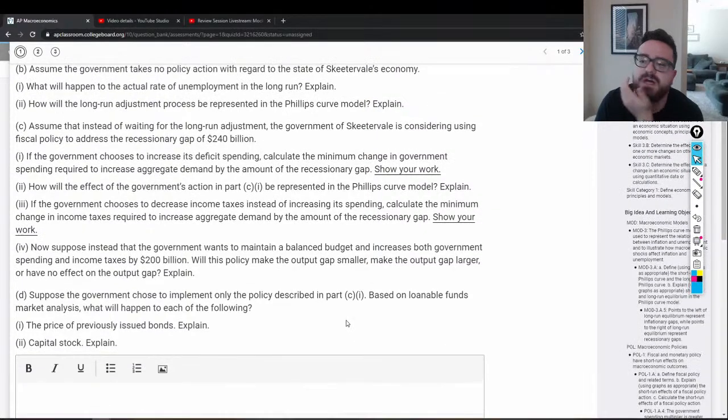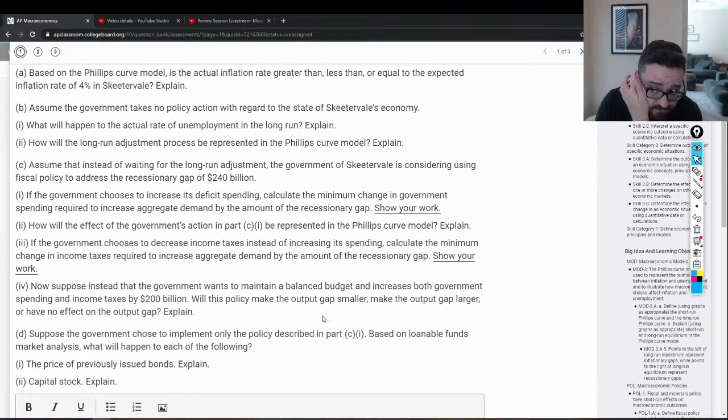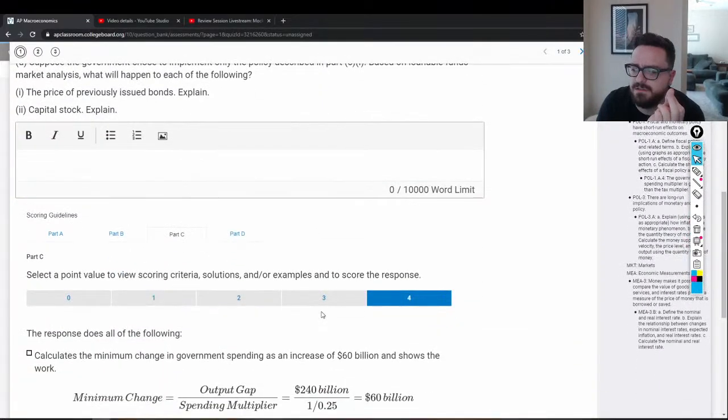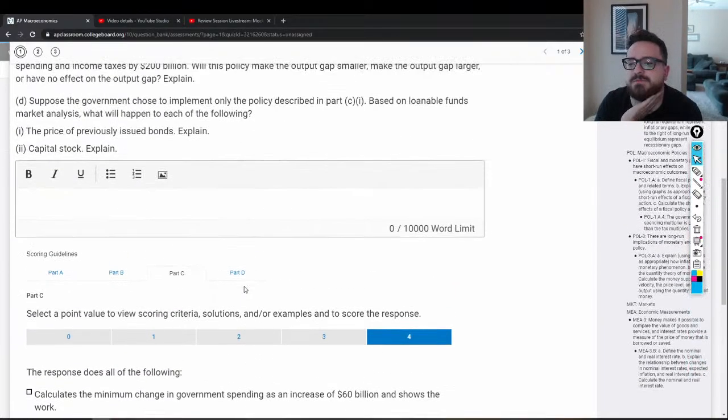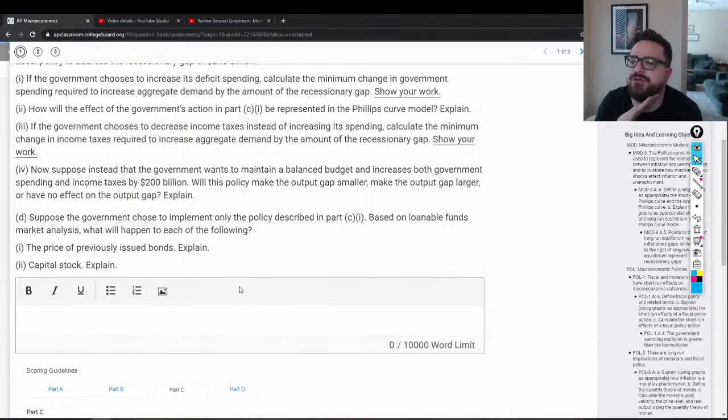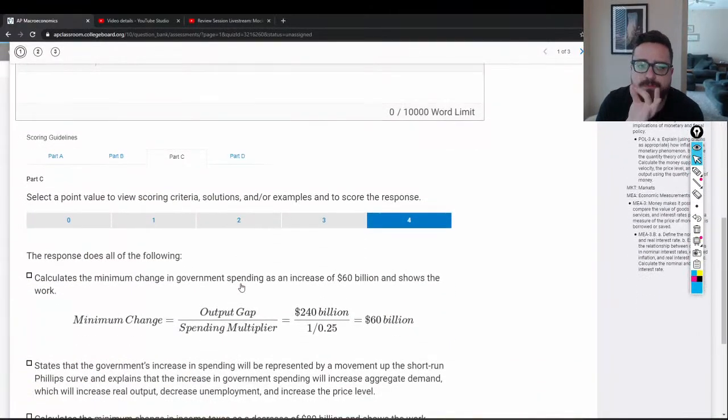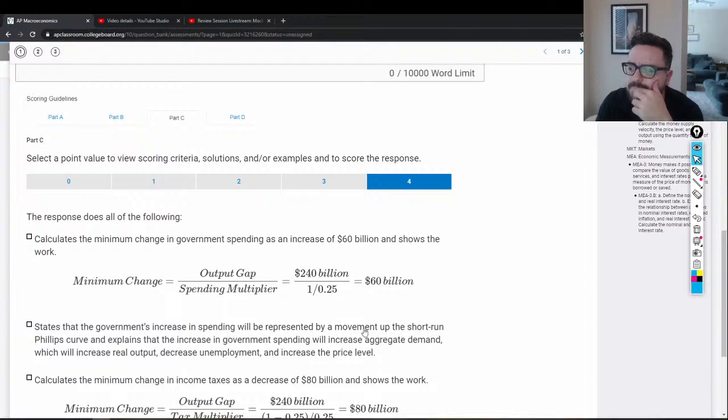Okay. So I said for the first one that the change in government spending should be 60 billion. And there's my work. Oh, that's a weird way to phrase it, because they did the change in spending times the multiplier equals the change in GDP, but they did algebra around it. That's fine. I don't feel like that's wrong. Part 2 says, how will that be shown on the Phillips curve? I said it would move up along the Phillips curve because it'll increase aggregate demand. Yep, that's what I said.